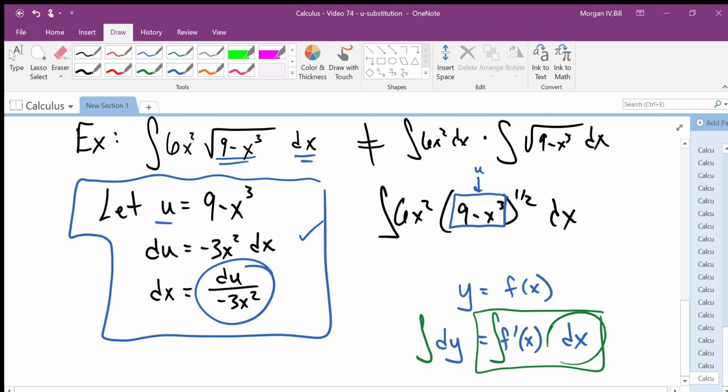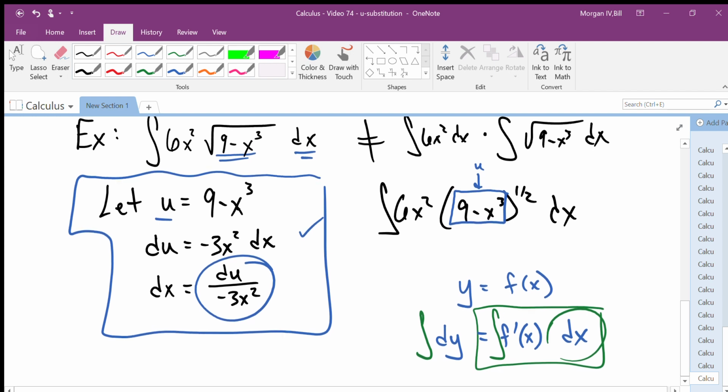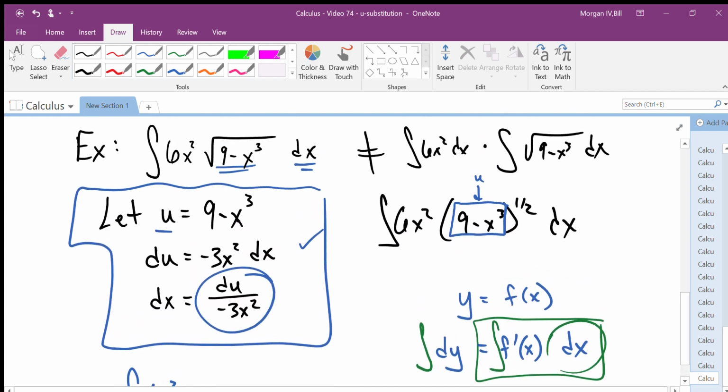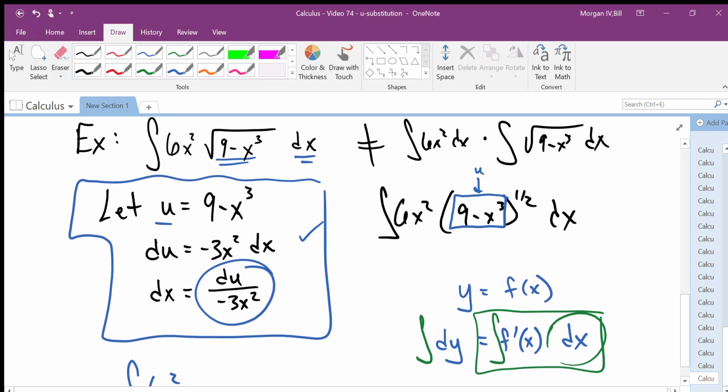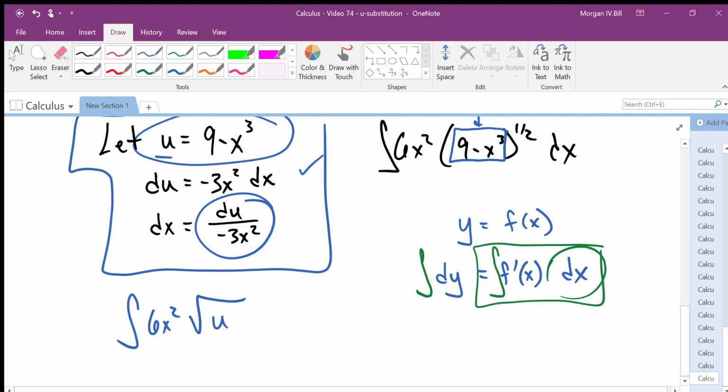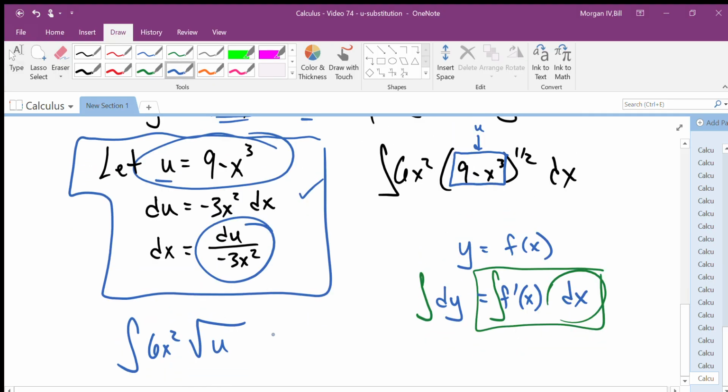So the integral of 6x squared square root of 9 minus x cubed dx becomes the integral of 6x squared. That part did not change. But the square root of 9 minus x cubed, I'm going to write that as the square root of u, since u is equal to 9 minus x cubed. And then dx, I'm going to write that as du over negative 3x squared.